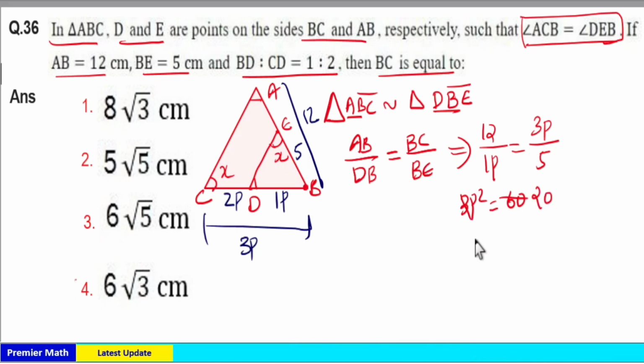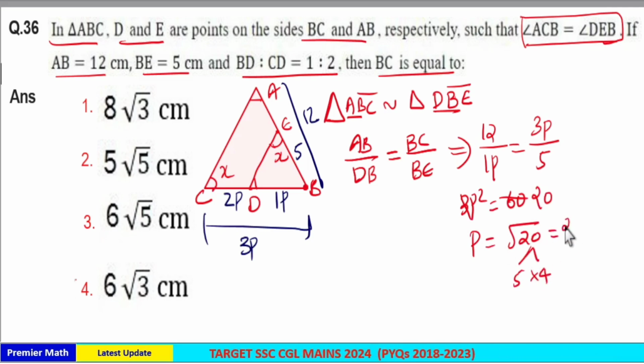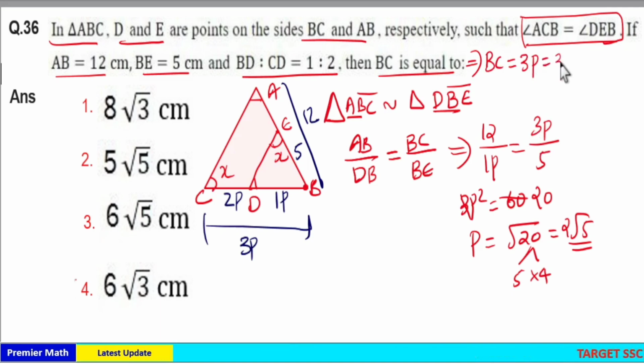Part square is equal to 20. Then 1 part is equal to root 20. 20 is equal to 5 into 4, which means 1 part is equal to 2 root 5. If 1 part is 2 root 5, then BC is equal to 3 part, which is 3 into 2 root 5, that is 6 root 5. Option 3 is your answer.